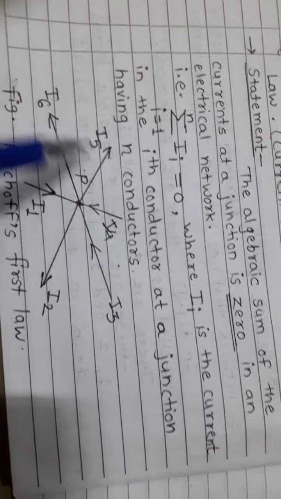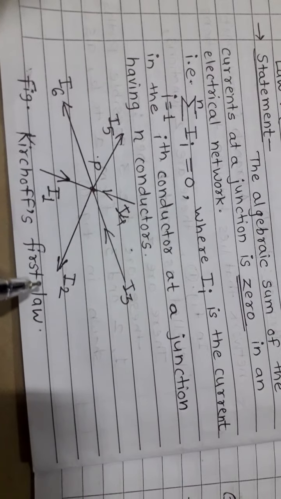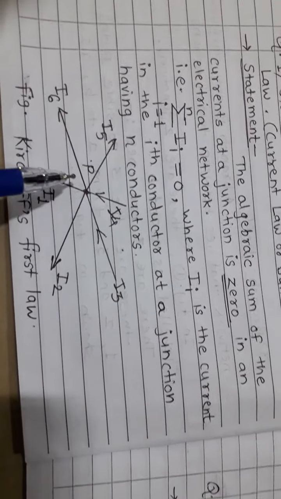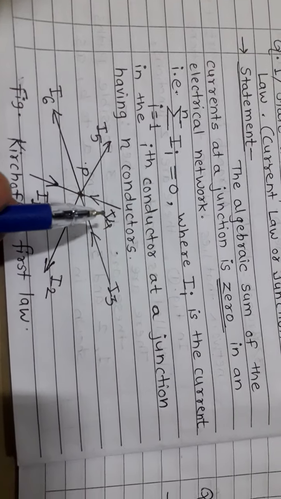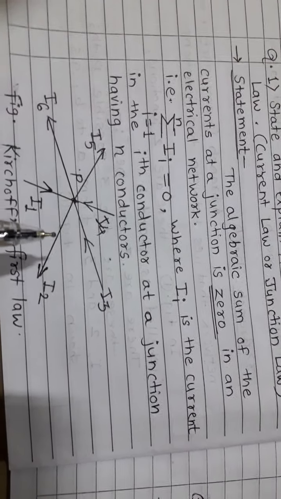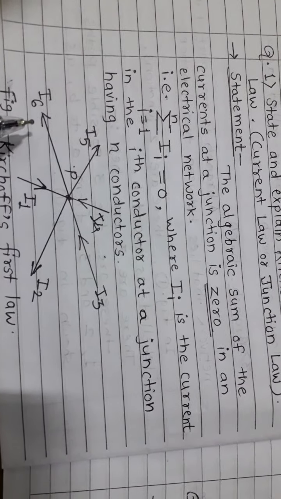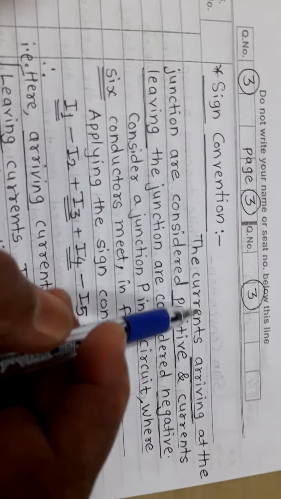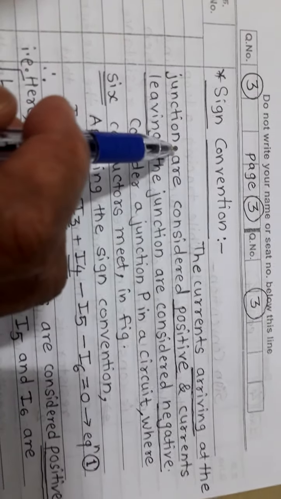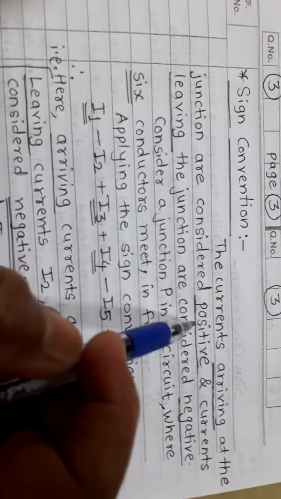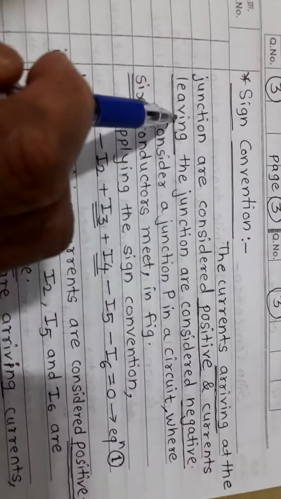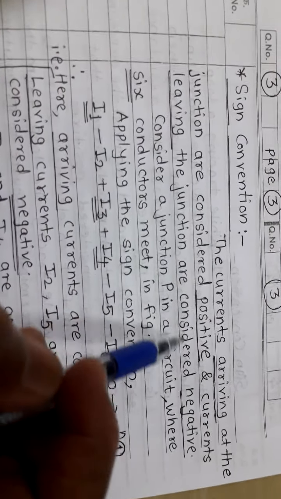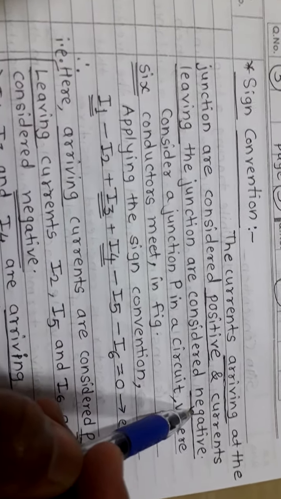This is the circuit diagram for the Kirchhoff's first law. P is here junction and these I1, I2, I3, I4, I5 and I6, these are the currents. Here sign convention. The currents arriving at the junction are considered positive and currents leaving the junction are considered negative.